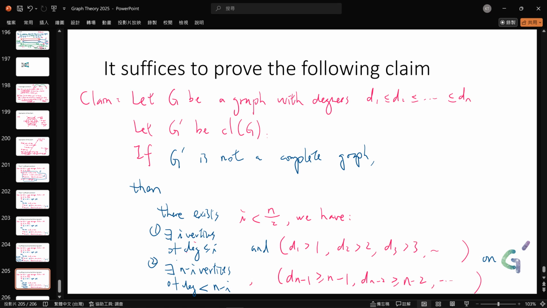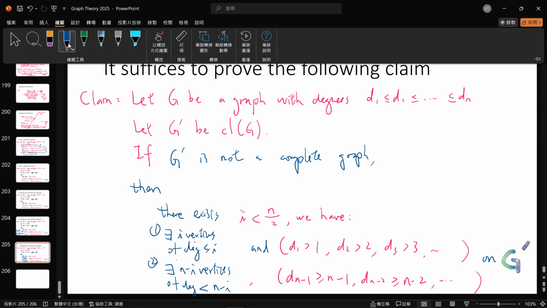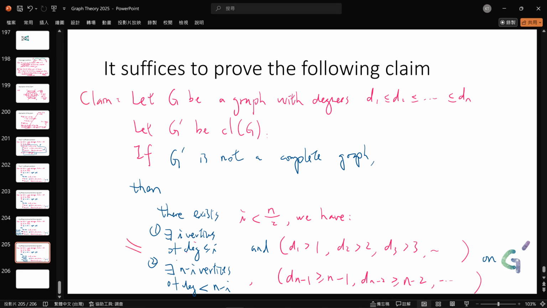Okay, so we are now ready to prove the claim. We're going to start from a graph that is not complete, and we try to find these two sets of vertices.